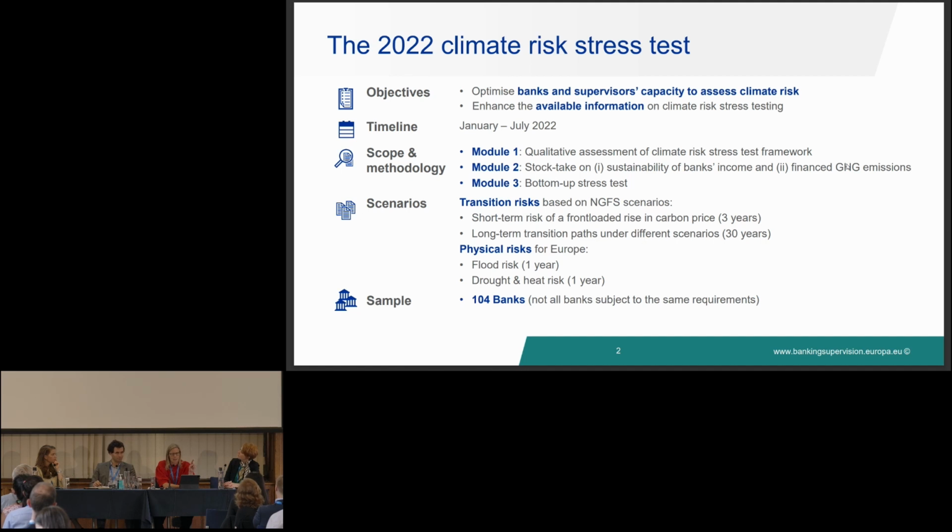Well, we took a sample of 104 banks for the first 2 modules. For the third module, the bottom-up stress test, we only included 41 banks, because there we looked at proportionality and thought, okay, this is the sample we need to take to make it meaningful.